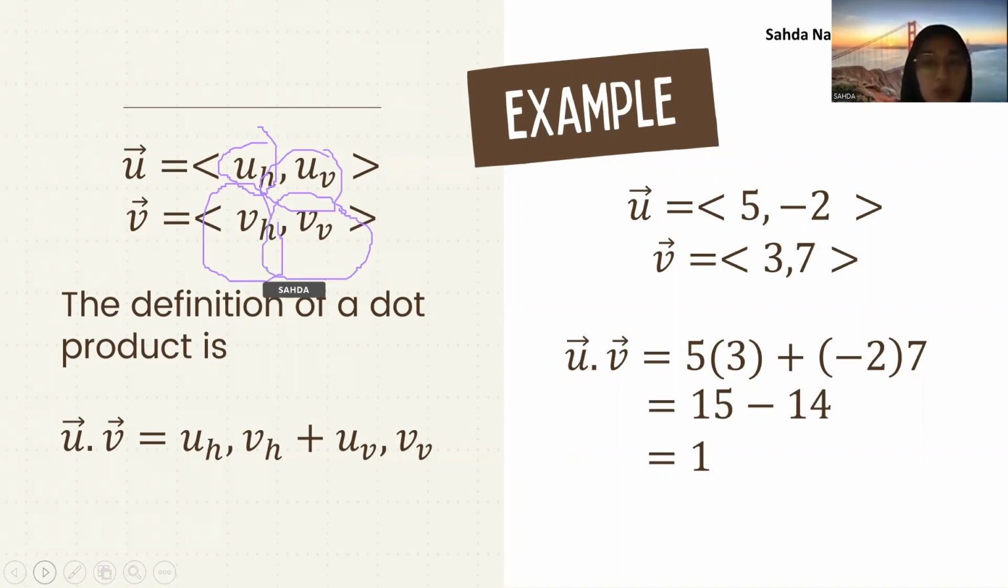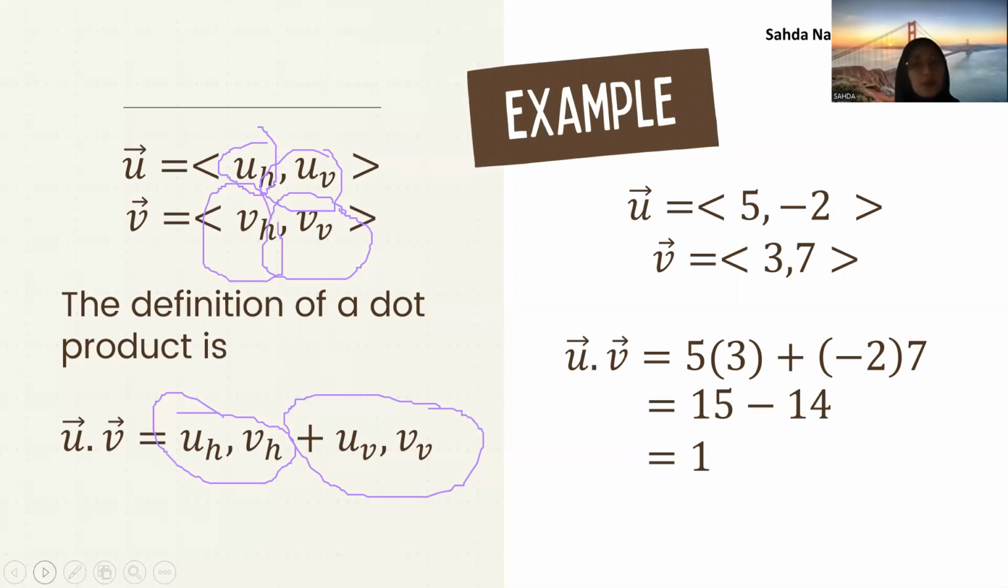Now, according to this definition, the way we calculate a dot product is fairly simple. You take the product of the horizontal components, and you take the product of the vertical components, and then you find the sum of those products.